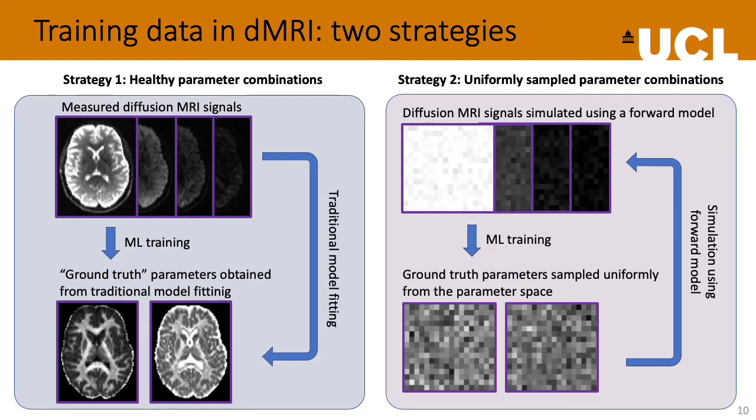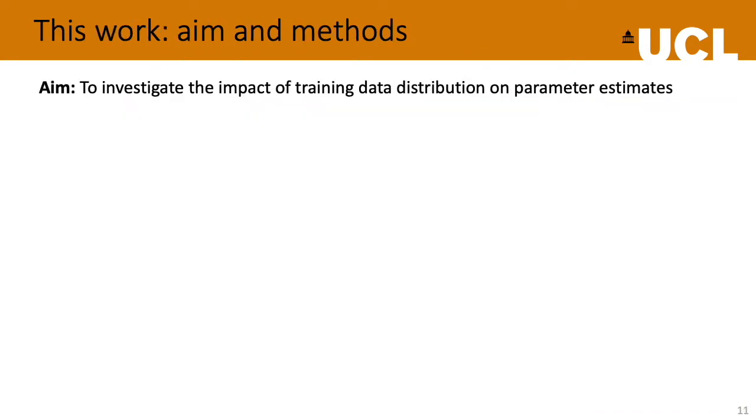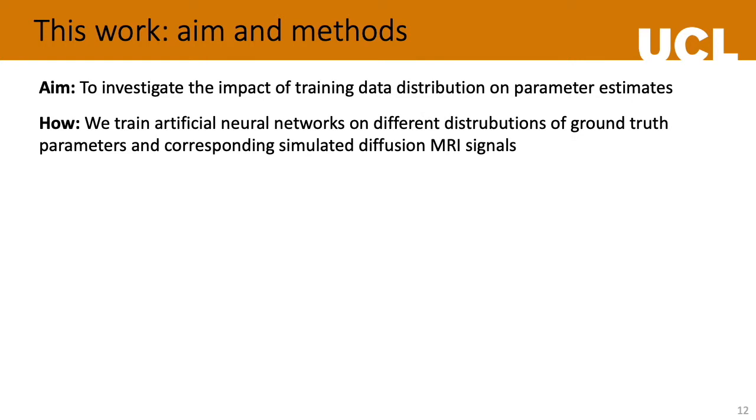Importantly, in the two strategies, the machine learning model is trained on two different data distributions: healthy parameter combinations or uniformly distributed parameter combinations. In this work, we investigate the impact of training data distribution on microstructural parameter estimates. We train artificial neural networks on different distributions of ground truth parameters and corresponding simulated diffusion MRI signals.